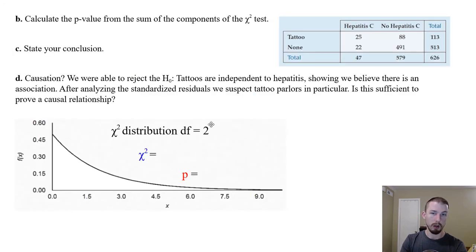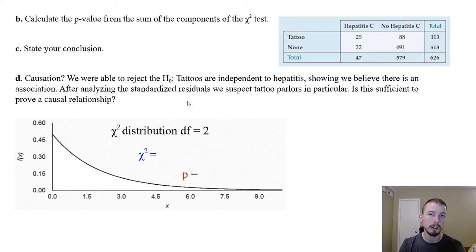Okay, so we did our p-value, we stated our conclusion, good to go. Causation, that's where it comes down to. There are oftentimes that we see things that are unusual, where it looks like there's evidence of an association, or when we take it all holistically, it looks like there's something going on.